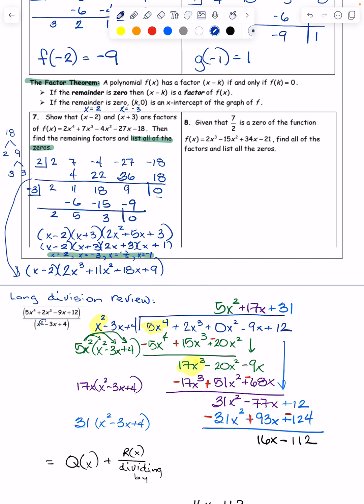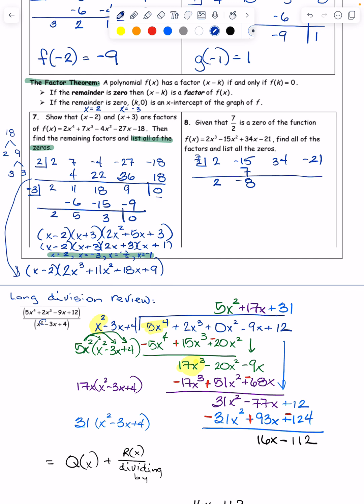Okay, 8. I know we don't like working with fractions, but this really sometimes does not come out too bad. I don't need a 0 in here because I'm not missing any. I bring the 2 down. 2 times 7 halves is 7. Add straight down, I get negative 8.